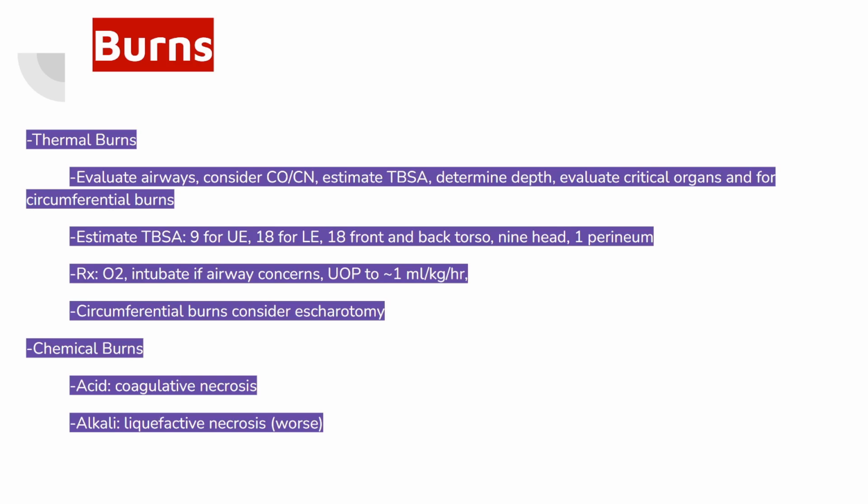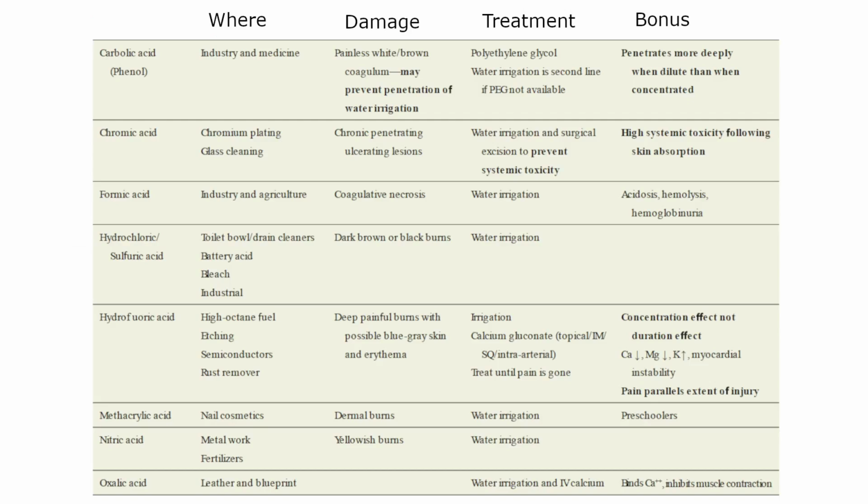You want to treat them with oxygen, intubate early if any airway concerns. You want to have urine output hitting 1 or 2 mLs per kg per hour, right? We've basically ditched the Parkland formula. Circumferential burns, consider escharotomy, right? Chemical burns, for acid, you get coagulative necrosis. For alkali, you get liquefactive necrosis, which is worse.